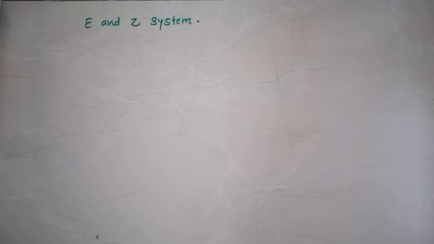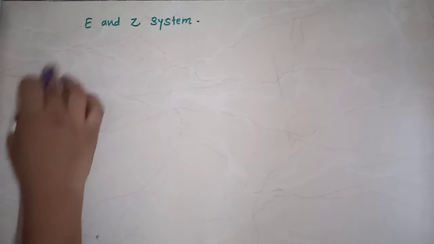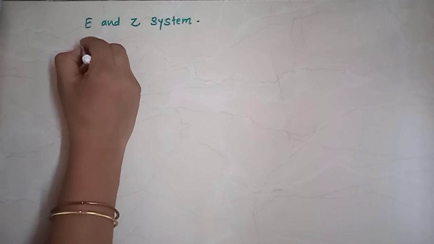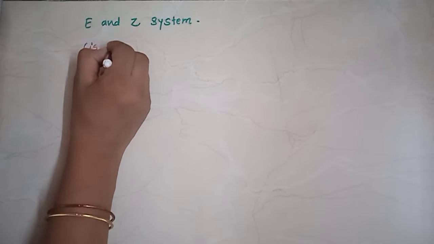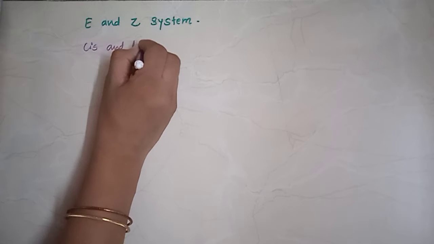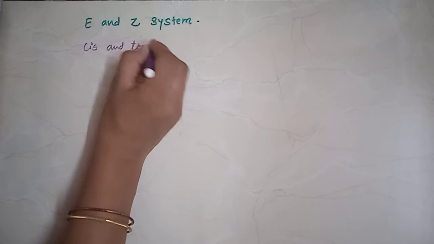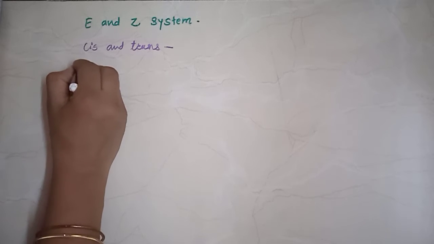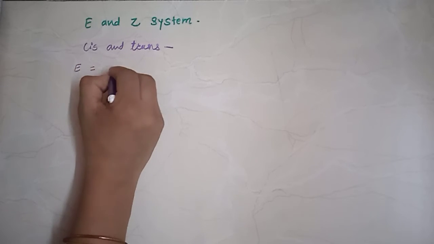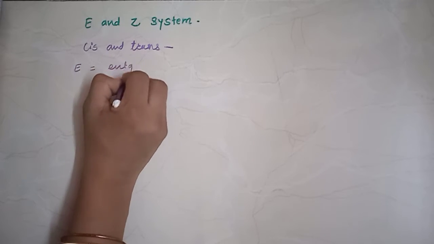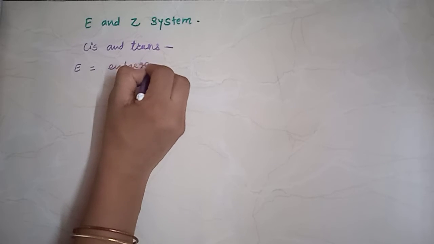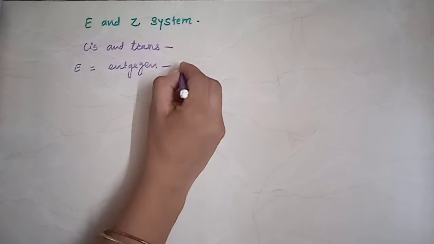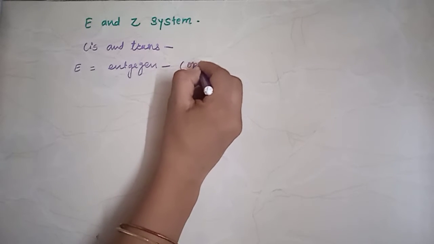So today we are going to learn the E and Z nomenclature system. This system is related to cis and trans, where cis means the similar side and trans means the opposite side. Like here, E and Z are also present. So we are going to see the long form of E is entgegen, which means opposite sides.